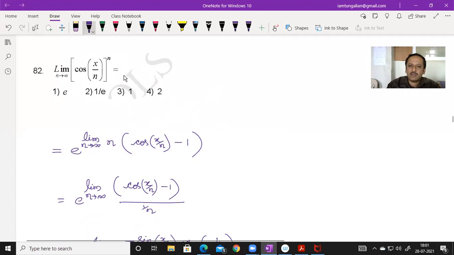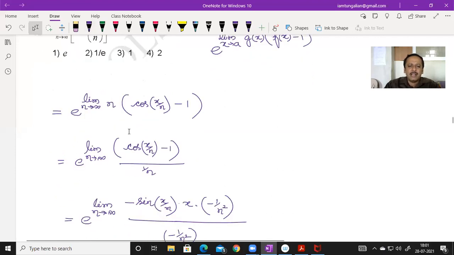This is of the form 1 power infinity. When it is of the form 1 power infinity, then we use this formula: e power limit n tends to infinity g of x into f of x minus 1. That formula we are using. So limit n tends to infinity, n into f of x minus 1, cos x by n minus 1. Now what I did is I brought this n to the denominator. So it has become 1 by n.